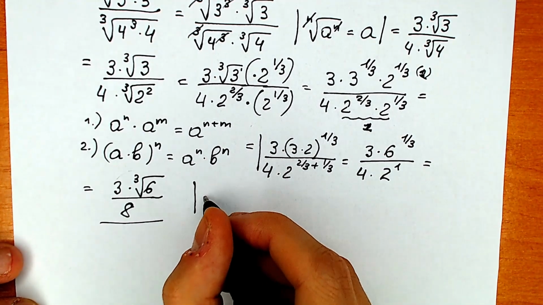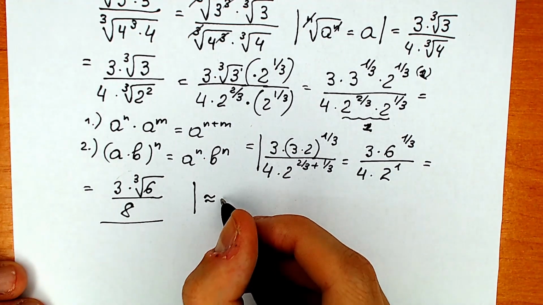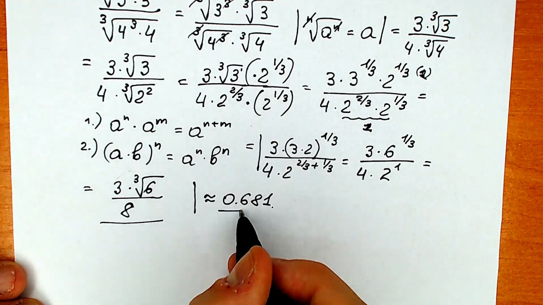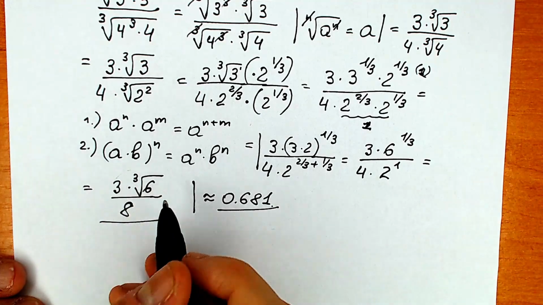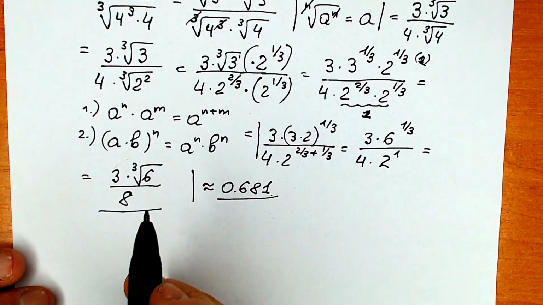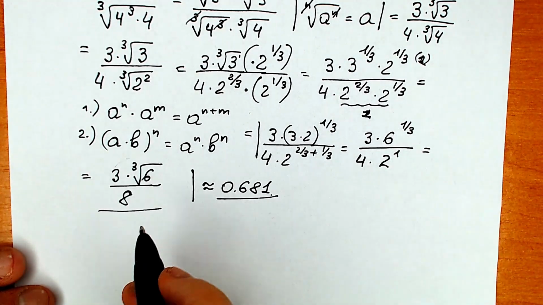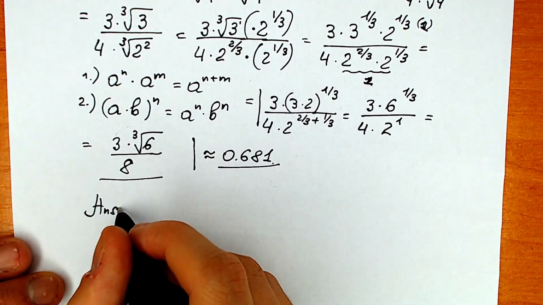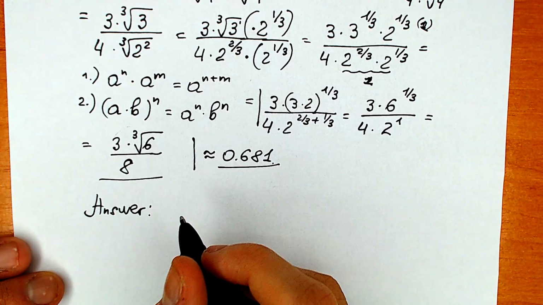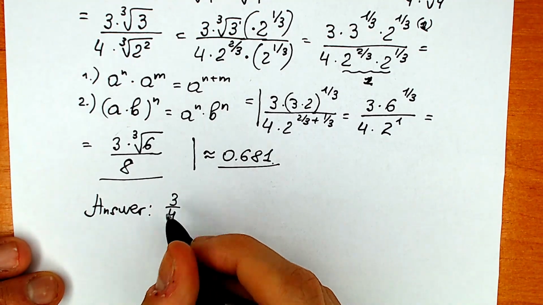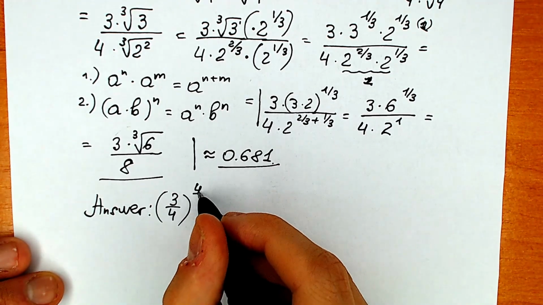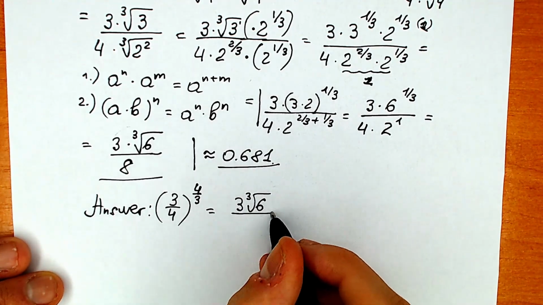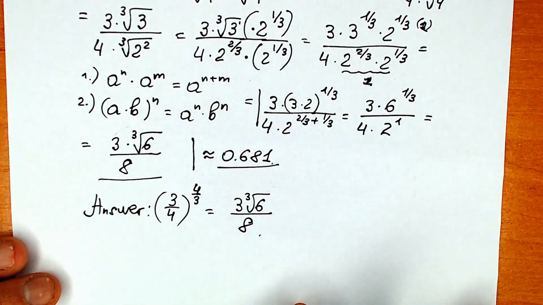Maybe you're interested in the approximate answer. I found it in a math library: 0.681. So this is an approximate value, but on your exam this is your answer because we can simplify it no more. We have an absolutely great expression. So our final answer to this question: 3/4 to the power 4/3 equals 3 times the cube root of 6 over 8, and this is our answer. A great question, I guess.